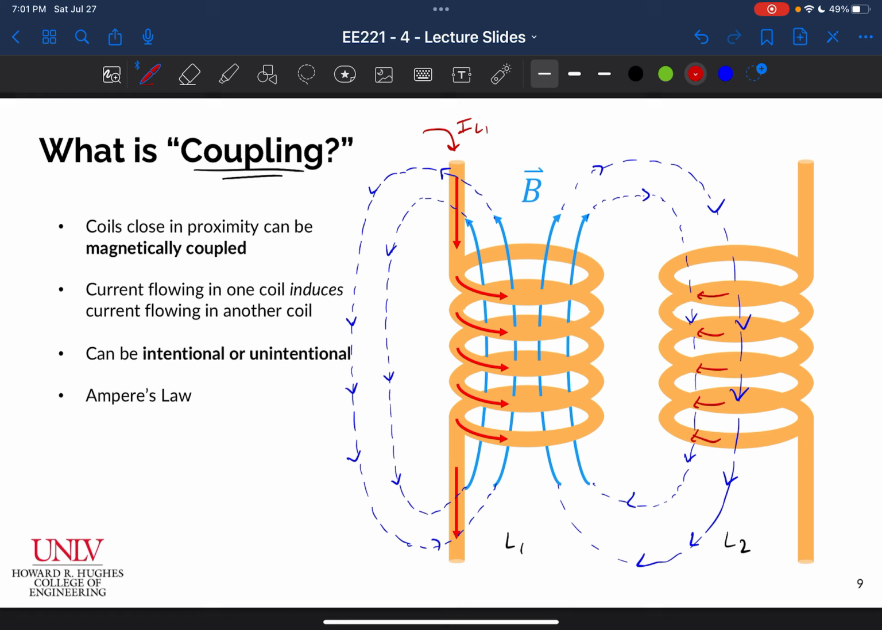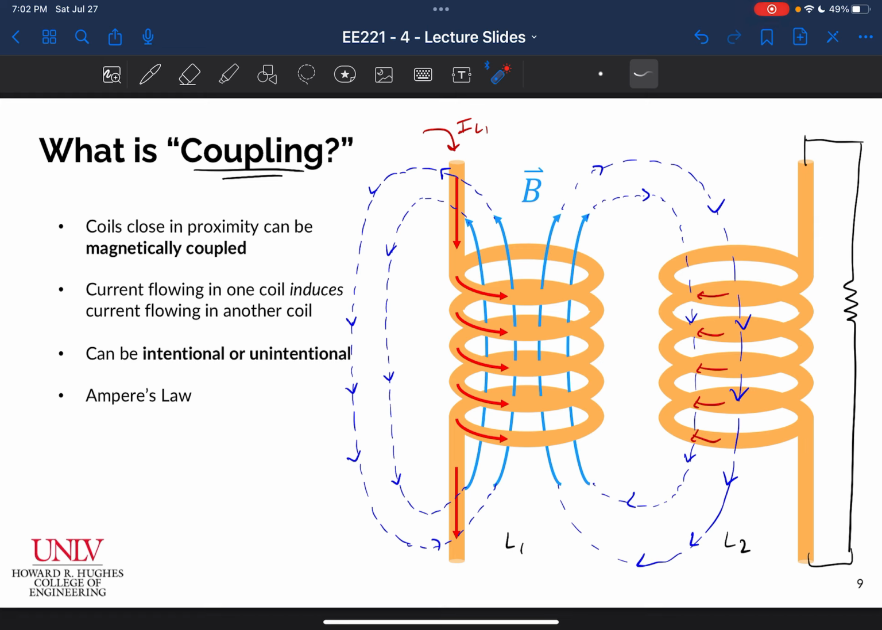But this is what magnetic coupling is. It basically means that current flowing in one coil induces a current flowing in the other coil. Of course, there would be no current if this second inductor isn't connected to a circuit. But let's imagine it's connected to a resistor and creates a closed loop. Then current would certainly flow in this inductor while current is flowing in the first inductor. That is what magnetic coupling is.